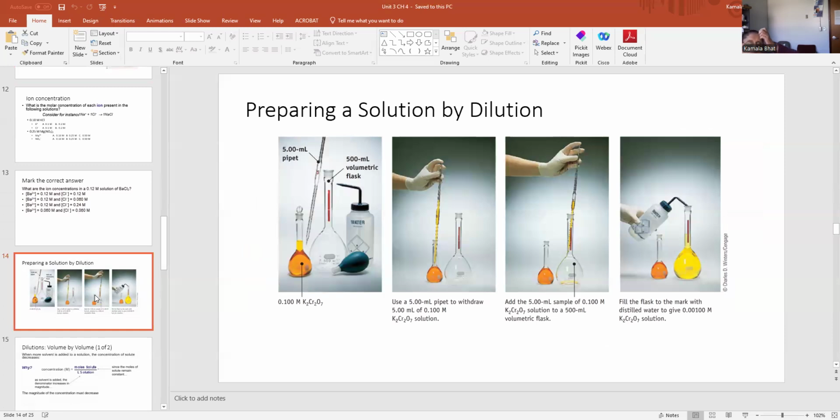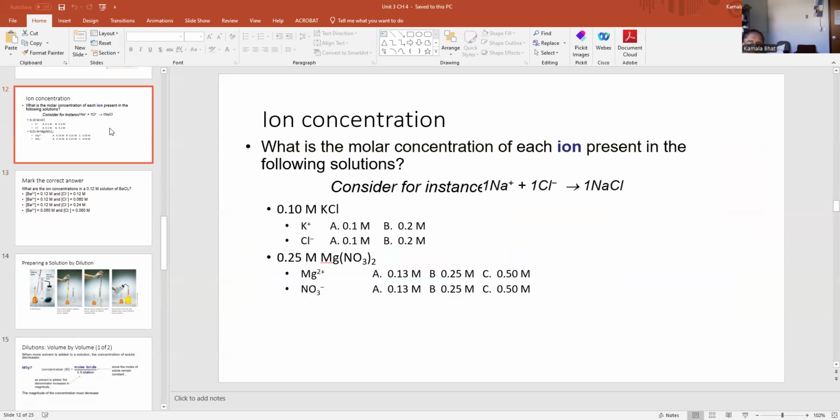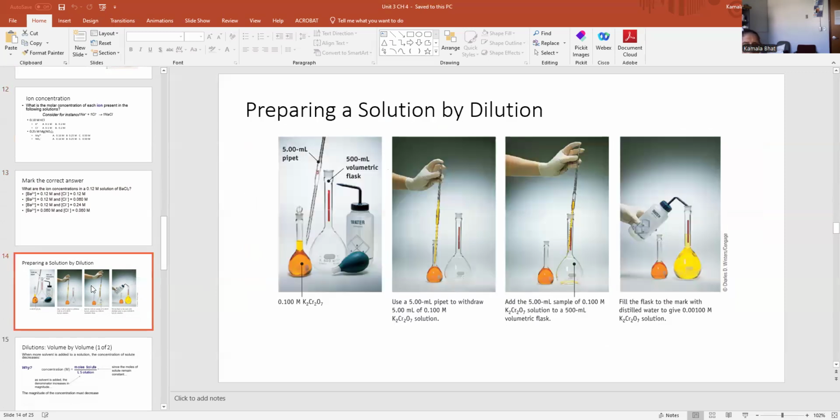This is another way to pipette a solution and make a dilution. So this is how to prepare a solution, just like we did before. But now we have a stronger solution and we want to make it lighter, or dilute, or less strong. Dilute means we are reducing the strength of the solution by increasing the water content in the mixture.